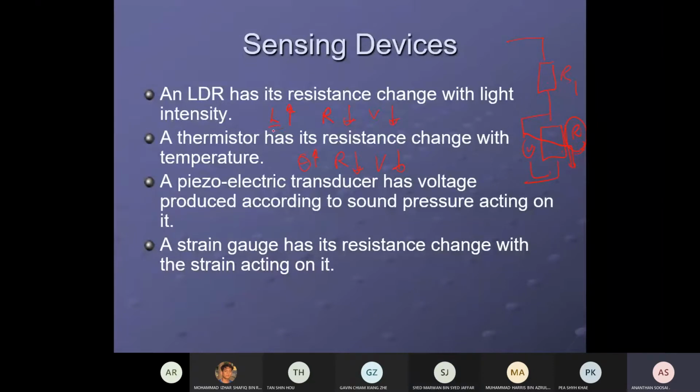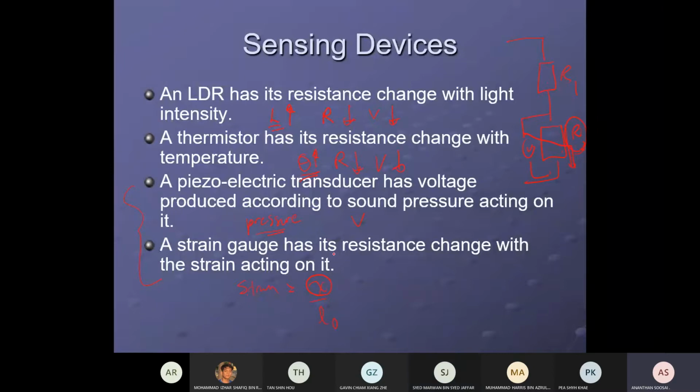So LDR senses light, thermistor senses temperature. The other two are something new. The piezoelectric transducer is a device sensing pressure and creating voltage. We will do that later. The strain gauge senses strain. Do you know what strain is? Extension relative to the original length, right? You learned it under deformation of solids. So when the extension increases, the strain gauge will detect it.